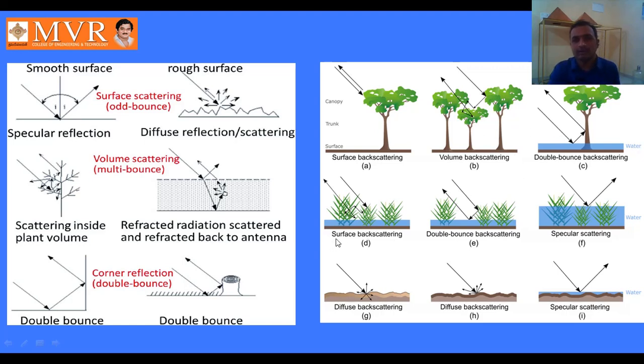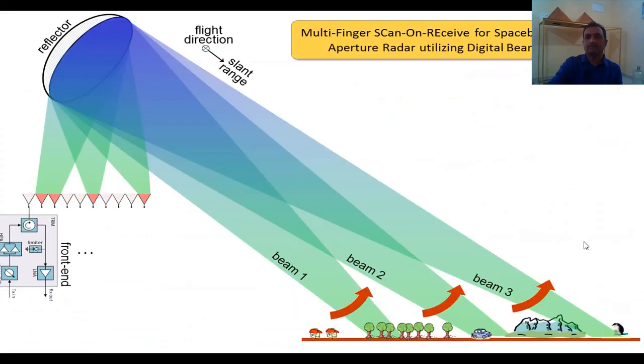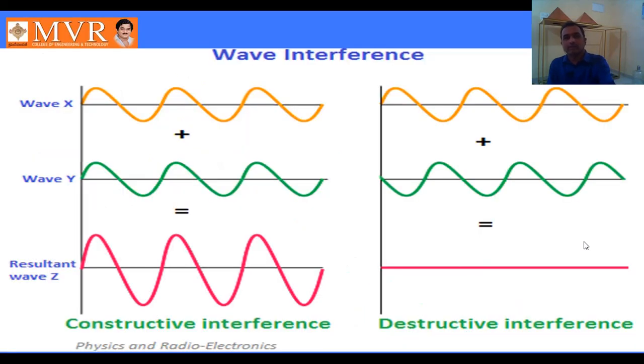So here, surface back scattering, double bounce scattering and specular scattering. See here, if this is grass, there is surface scattering on the surface, then this is double bounce scattering. This is one example. These scatterings occur among three types: surface, diffuse and volume. So here, what is active?